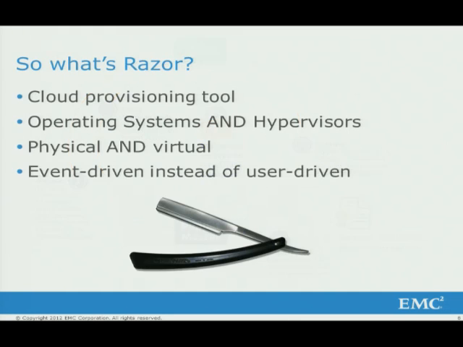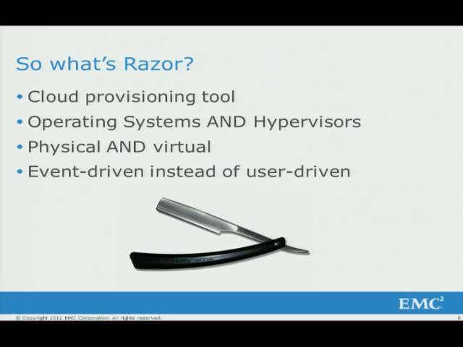Razor is a new tool that came out this May from our good friend and colleague Nick Weaver, who created this together with great folks over at Puppet Labs. So Razor is a cloud provisioning tool that you can use to deploy both operating systems and hypervisors like VMware, like OpenStack. You also can use this for physical and virtual deployments. So it's not just for virtual machines. It's definitely for physical servers as well if you want that.